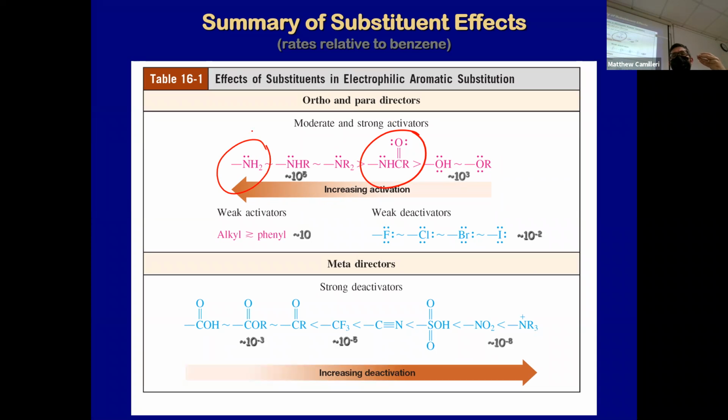Again, not necessarily expecting you to know everything inside out. Now, for the meta directors, the strongest deactivating group doesn't have a double bond. It is a tertiary amine. The strongest deactivating group is the tertiary amine.